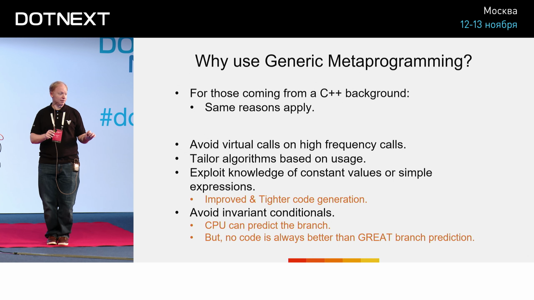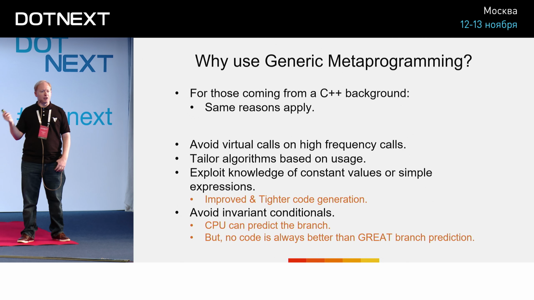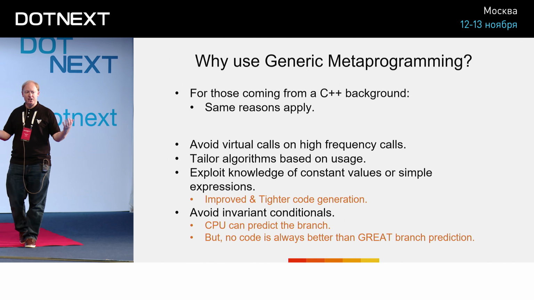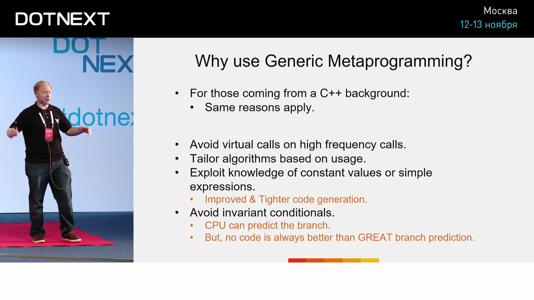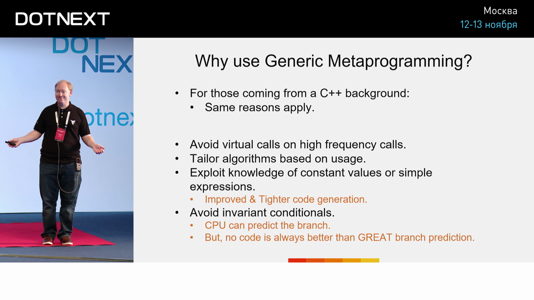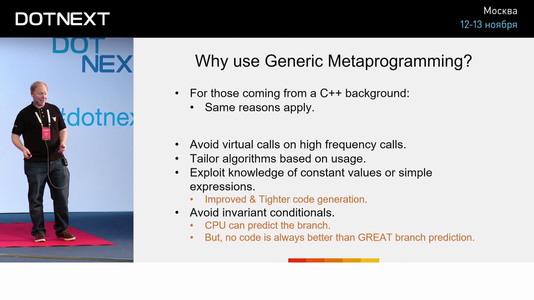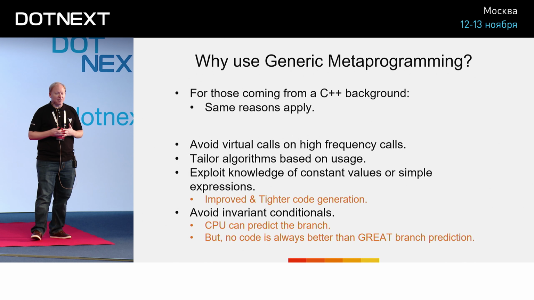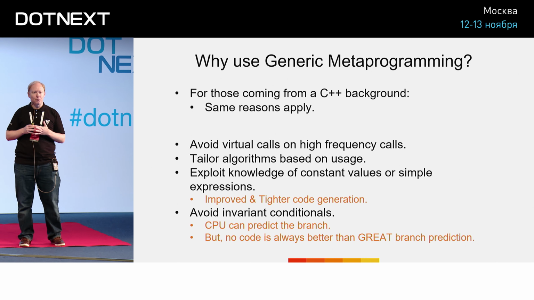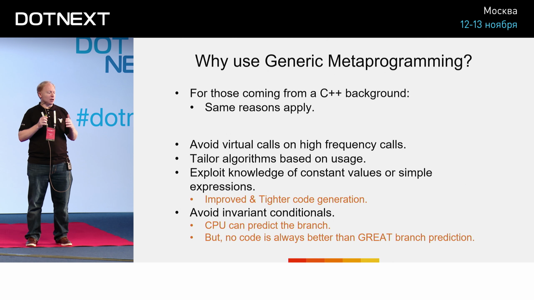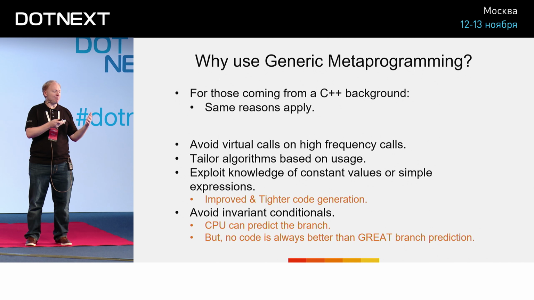We also can exploit other optimization behaviors of the just-in-time compiler, because essentially, now the just-in-time compiler says, oh, all this is fixed. So now I can do constant propagation. And also, the interesting thing is that we can avoid any invariant conditional. So some are going to say, but the CPU can predict the branch, right? Yeah, but better than a branch predictor is not having to branch at all.